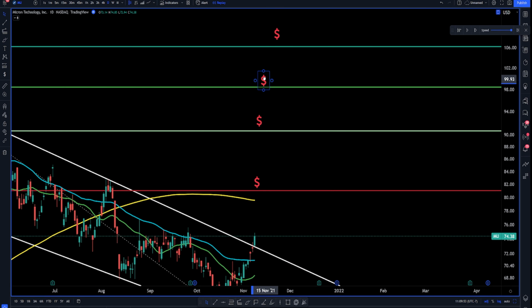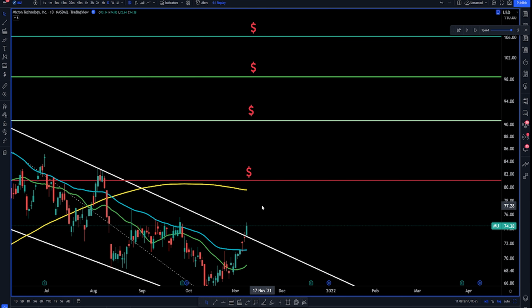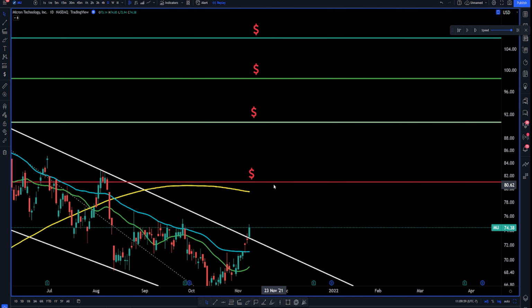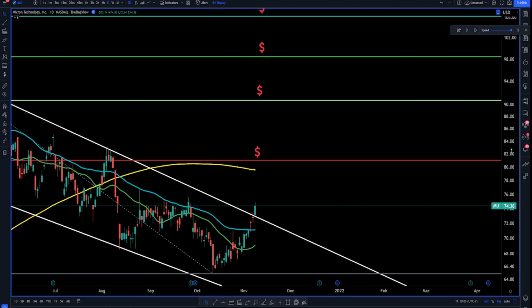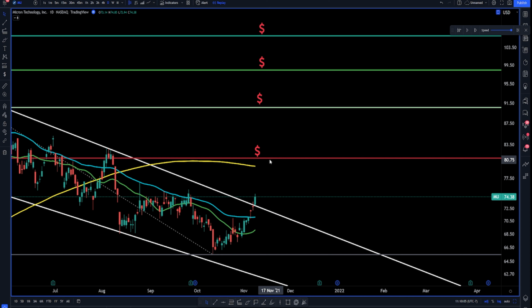Now, there's something I want you guys to understand here as well. You can choose to either buy it all here and then sell it all here, or sell it all here, or sell it all here. Or what you can do is sell 10% of your assets here, 10% of your assets here, 50% here, and 30% here.